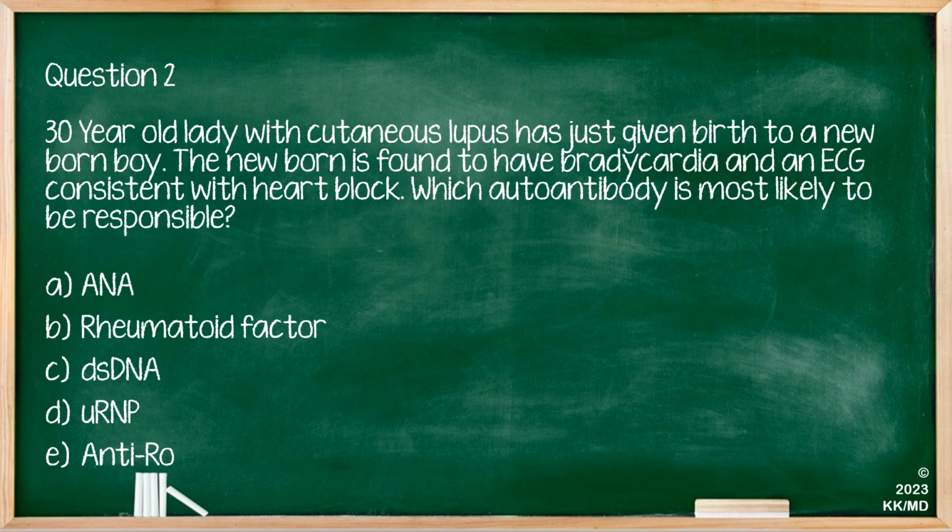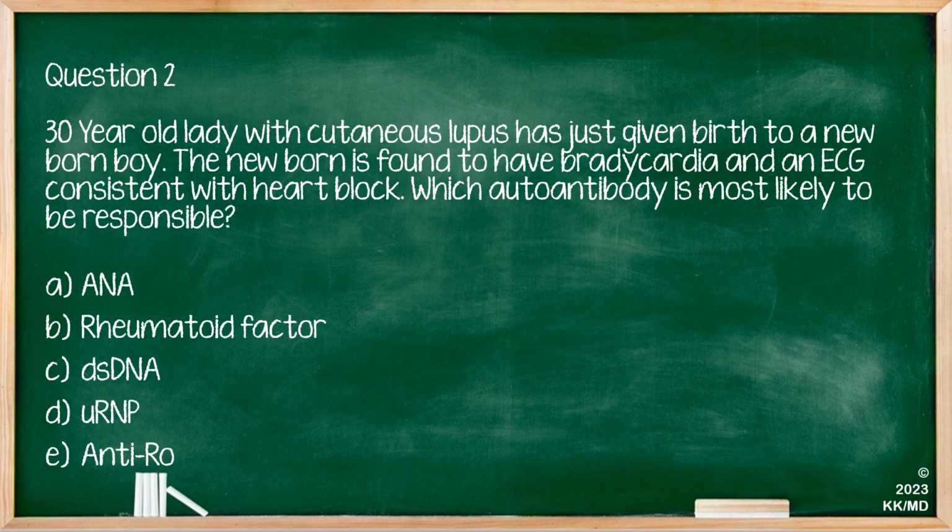Question 2. A 30-year-old lady with cutaneous lupus has just given birth to a newborn boy. The newborn is found to have bradycardia and an ECG consistent with heart block. Which autoantibody is most likely to be responsible? This is quite a classic MRCP question, and the options are A, ANA or antinuclear antibody, B, rheumatoid factor, C, dsDNA, D, U1 RNP, E, anti-Ro.